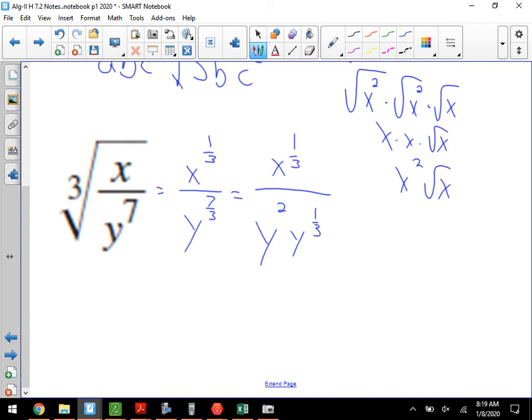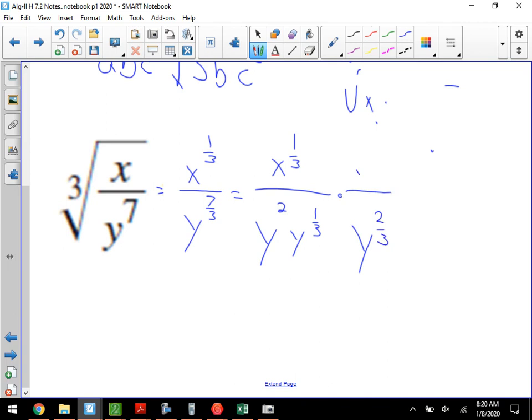Because now I rationalize to get the next whole. How many more thirds do I need to make another whole? 2/3. So I multiply top and bottom, and I move this out of the way here. So 1/3 plus 2/3 is how much? 1. Y squared times y to the first becomes now y to the third. And my numerator is x to the third times y to the 2/3. That's how you eliminate when you have larger than 1 as a fractional exponent in the denominator.